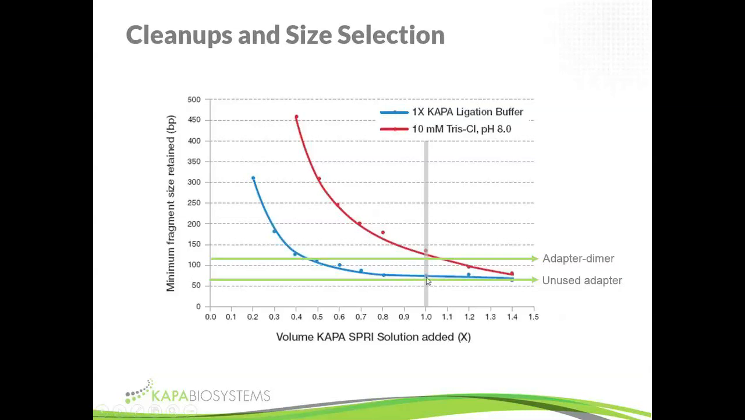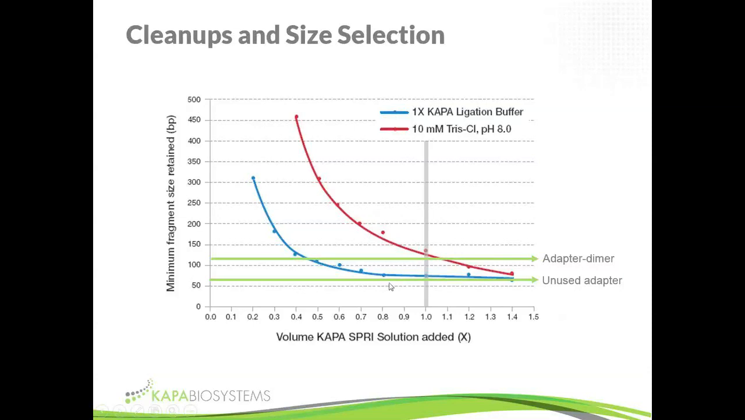And this is just why in a lot of protocols we have to do two cleanups. The first 1x cleanup essentially just changes the DNA from being in ligation buffer to being in Tris buffer, and then the second cleanup does the proper exclusion of adapter dimer. Now, with the KAPA HyperPrep chemistry, the concentrations are different. The concentration of PEG solution is different, but also the amount of adapter dimer is so much less that we can get away with, and actually do, a 0.8x cleanup, roundabout there, to efficiently exclude adapter dimer after the ligation reaction.